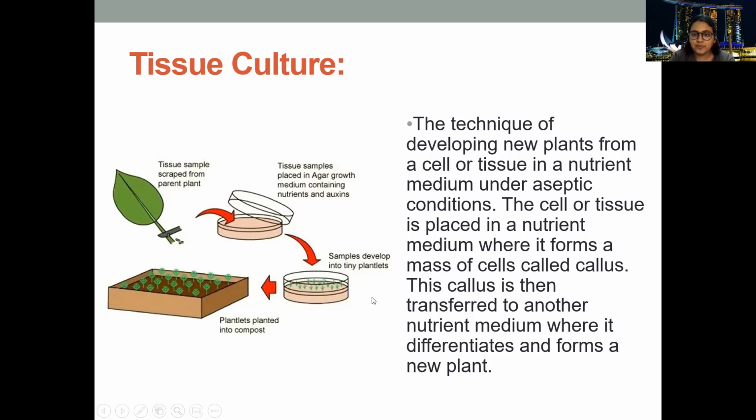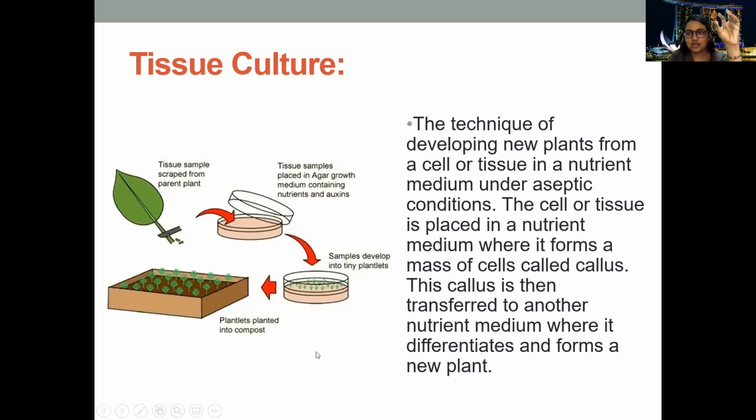Do you understand? So the cell or tissue is placed in a nutrient medium where it forms a mass of cells called callus. Very important short question: what is callus? Then the callus is transferred into another nutrient medium where the tissue will be differentiated and it will grow into a new plant.